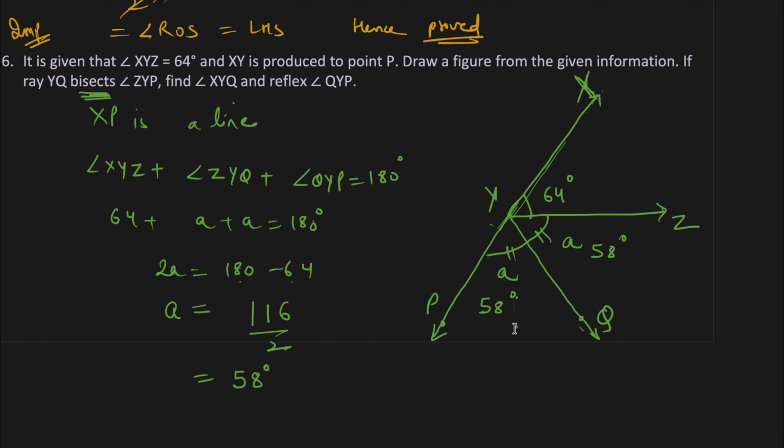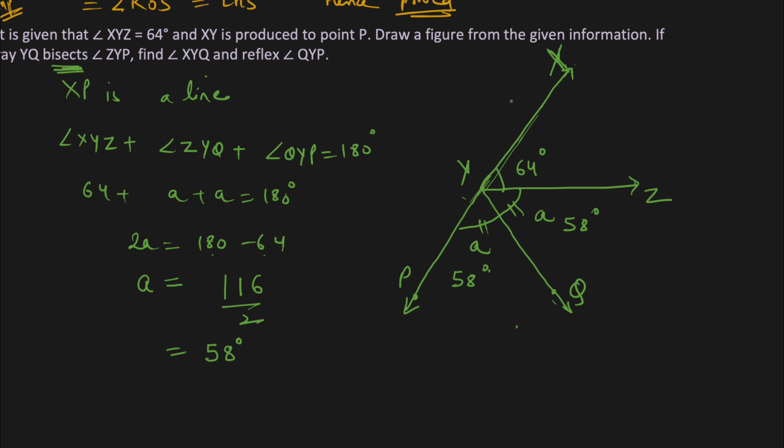We got this part. Now find XYQ. So now XYQ will be what? 64 plus 58 degrees, which is how much? 2, 1 carry, 122 degrees. We got the first part answer.